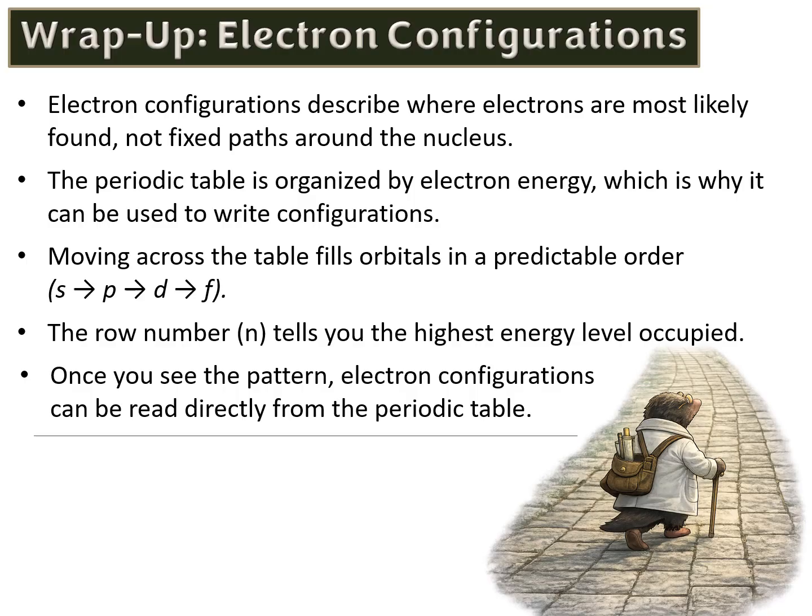And then once you get a handle on the patterns, and that's part of what we're trying to do this unit, you can read electron configurations directly off of the periodic table. You can get the valence electrons, all kinds of information off of the periodic table.